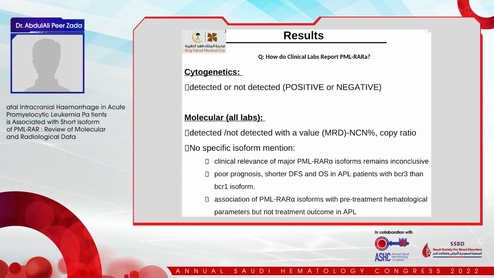Clinical relevance of major isoforms is inconclusive. There is conflicting data about prognosis, some suggesting poor and some suggesting good prognosis in BCR3 versus BCR1 isoform, and also association of PML-RARA isoforms with pre-treatment hematological parameters. But there is no change in the treatment outcome of patients, whether you have BCR1 or BCR3. So these are some of the reasons why labs do not report these isoforms.